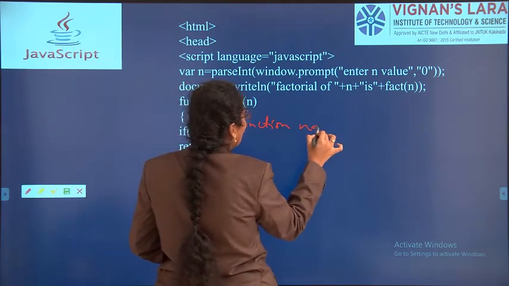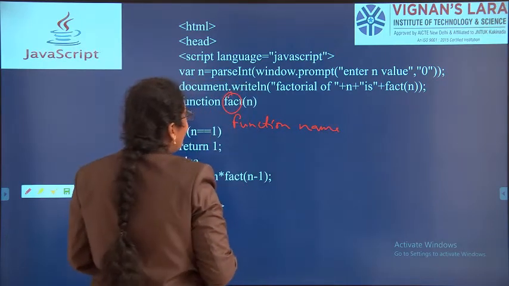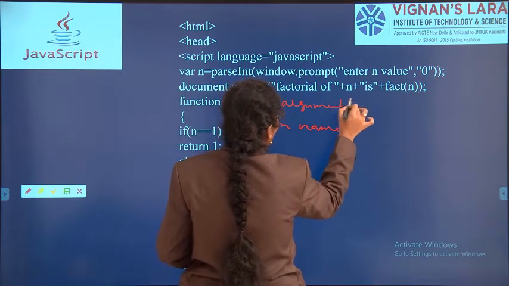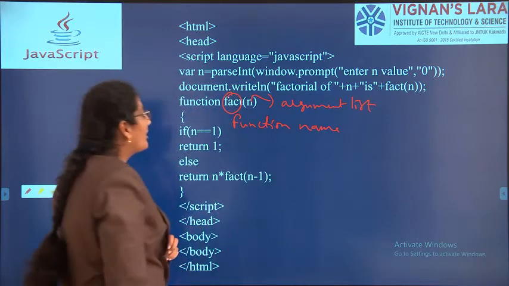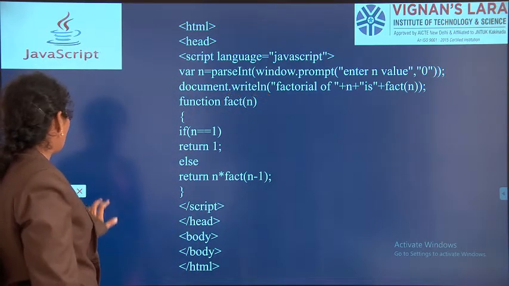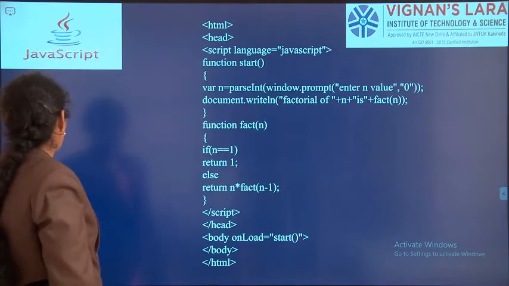Function name is fact. What is the argument list passed? n is the argument list passed. Fact is the function name. Like this also you can write. Otherwise you can write like this also.